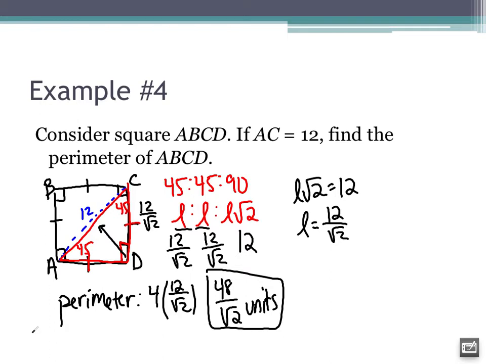This chapter, you're going to have to still remember the 45, 45, 90, 30, 60, 90, trig, Pythagorean theorem, all that stuff from chapter 7 is going to come back. So hopefully we remember it pretty well.